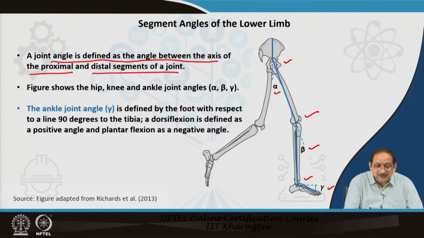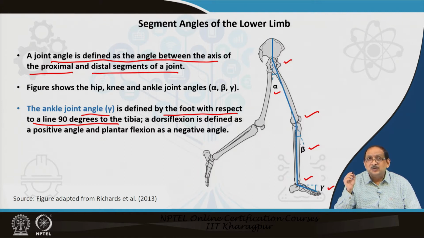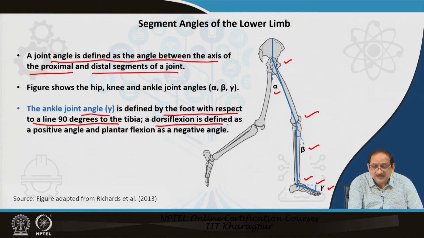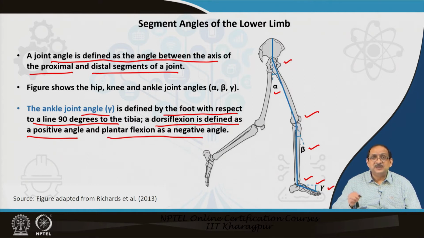Now, the ankle joint angle gamma is defined by the foot with respect to a line which is oriented 90 degrees to the tibia. So, this is the line which is oriented 90 degrees to the tibia, and the ankle joint angle is defined by the foot with respect to this line which is at 90-degree angles to the tibia. Dorsiflexion is defined by a positive angle, and plantar flexion is defined by a negative angle. Please note this.